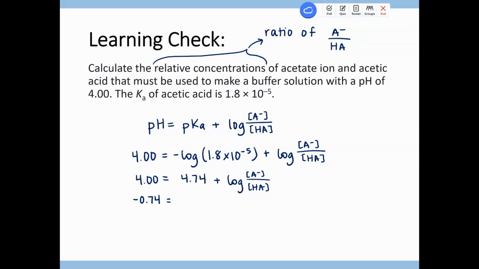Okay, I'm working through the problem here. We've got 4 is the target pH, so we can plug that right in. Negative log of Ka, plug that in, I get 4.74. And then we're going to eventually solve to get just this ratio here. So I subtracted 4.74 from 4, I get negative 0.74. This is equal to the log of that ratio.